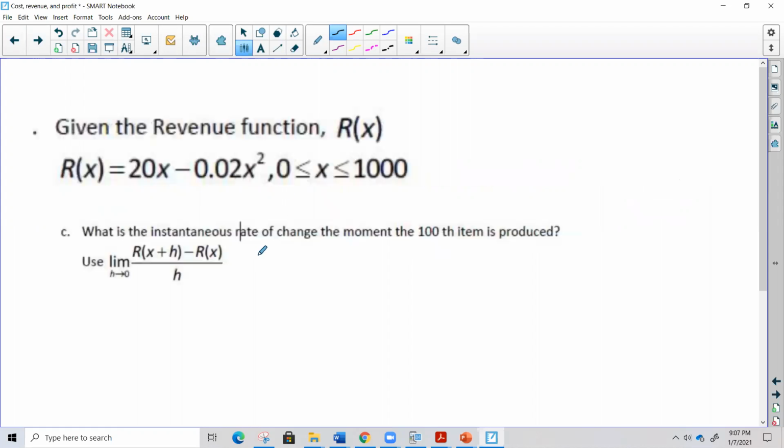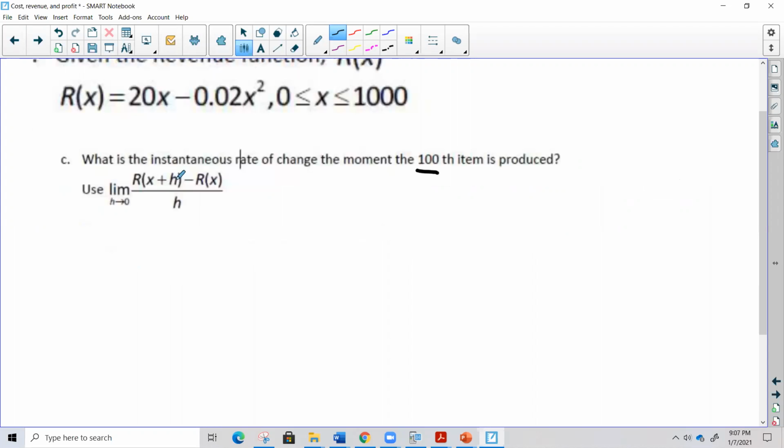So we have the same function, and then part C is what is the instantaneous rate of change the moment the 100th item is produced. And it says use this limit. Okay, so instantaneous rate of change pretty much means the derivative. And if they don't tell you to use this, then I would definitely use the power rule because it's much shorter. But since they told me to use this definition, I'm going to do this definition. So I'm going to calculate this limit. And then once I find this limit, I'm going to plug in 100 to find the instantaneous rate of change at that exact moment.